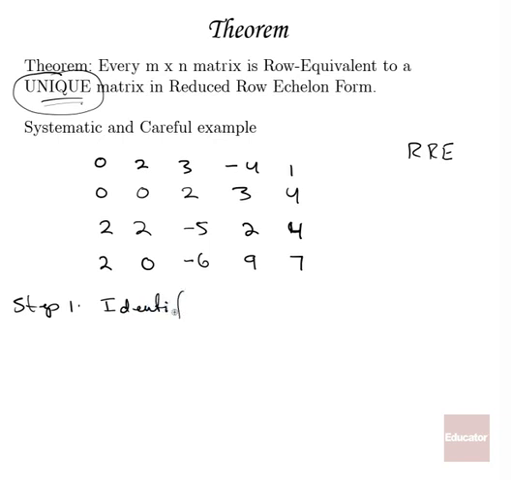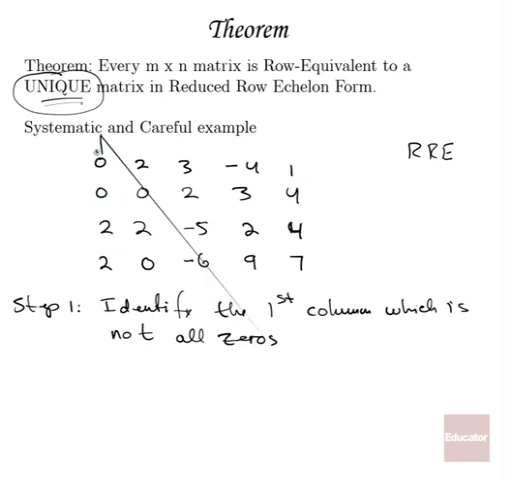You want to identify the first column which is not all zeros. So in this case, we go here, reading from left to right, this column, right? 0, 0, 2, 2. It's the first column that is not all zeros. Okay.